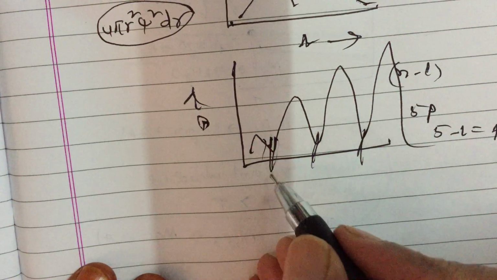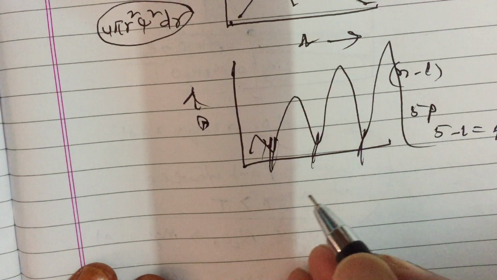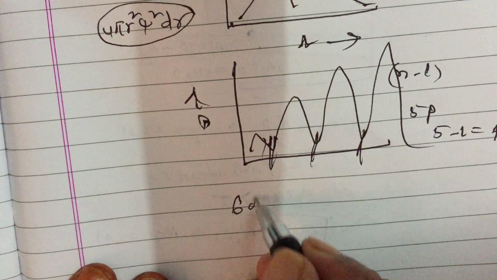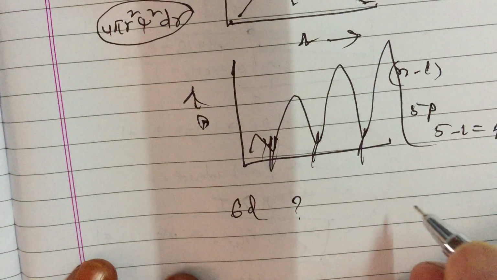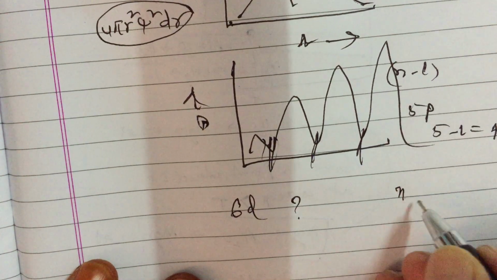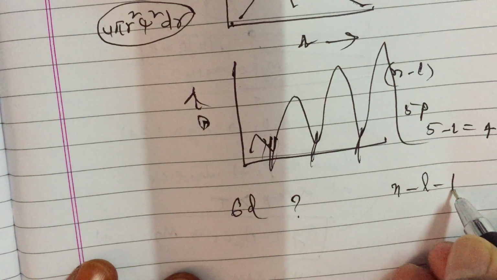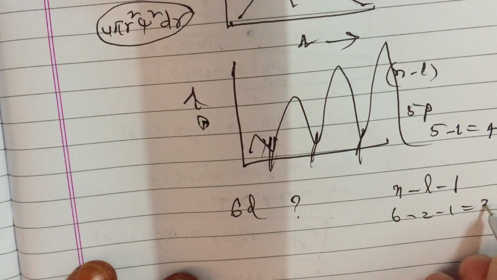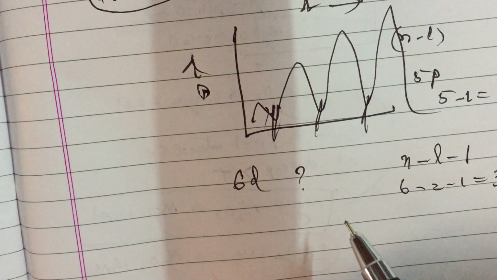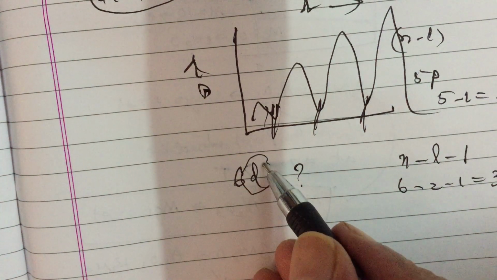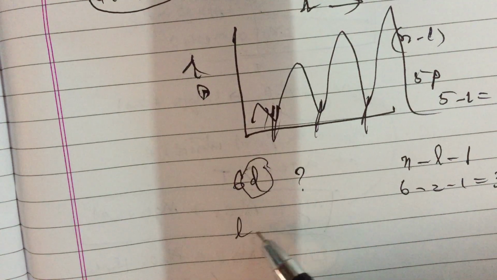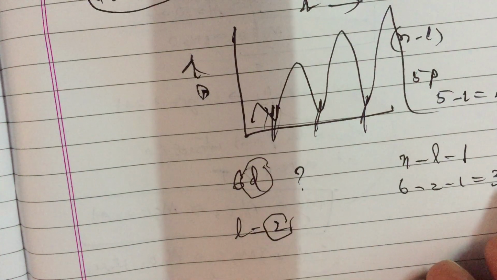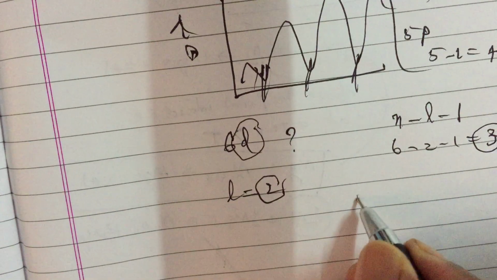Notice that a nodal region is a three-dimensional space where there is no probability of finding an electron, and how many nodal regions can a 6d orbital have? You can work out. Number of nodal regions is given by n minus L minus 1, 6 minus 2 minus 1. That is 3 nodal regions. How many nodal planes does a d orbital have? Nodal planes are given by the L value. L value of any d orbital is always 2. So, the total number of nodes any d orbital has is given by n minus 1.